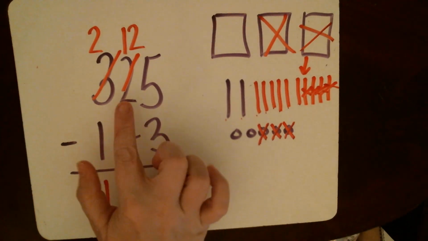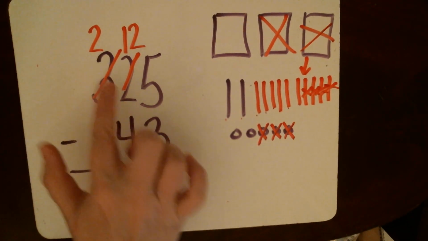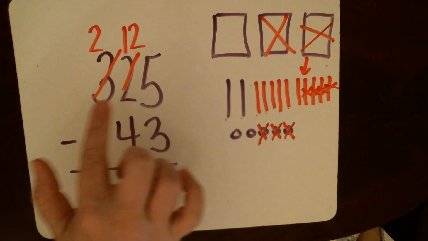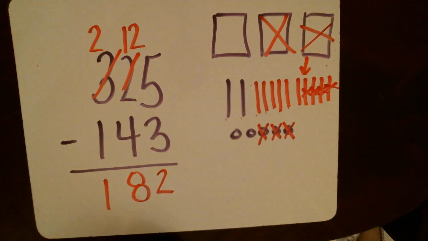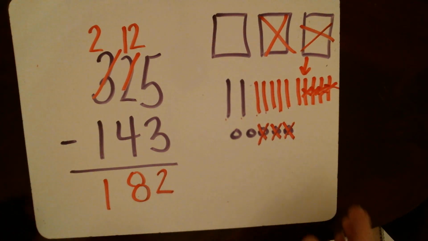All right, remember that's all we're doing here. If I don't have enough tens, then I go next door and get 100 and break it into 10 tens. All right, that's what we're doing. That's the only time you need to regroup is if you don't have enough.